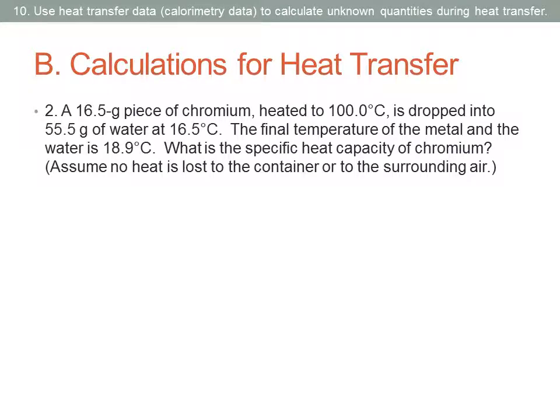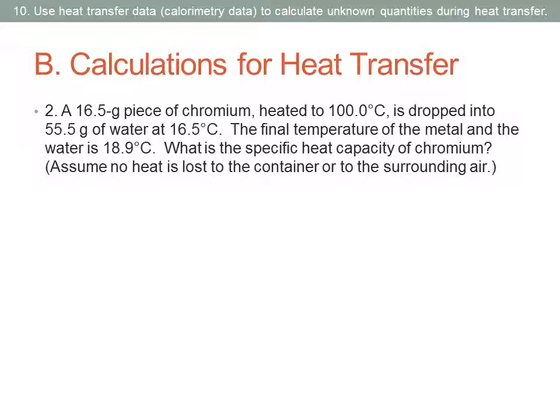Let's look at another example. A piece of 16.5 grams of chromium is heated to 100.0 degrees Celsius. It's dropped into 55.5 grams of water at 16.5 degrees Celsius. The final temperature of the metal and the water is 18.9 degrees Celsius. What is the specific heat capacity of chromium? And we're told to assume no heat is lost to the container or to the surrounding air.